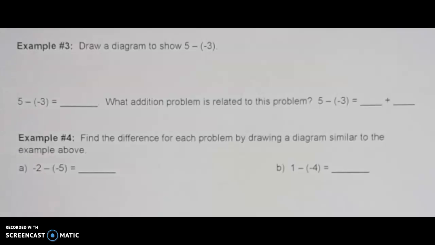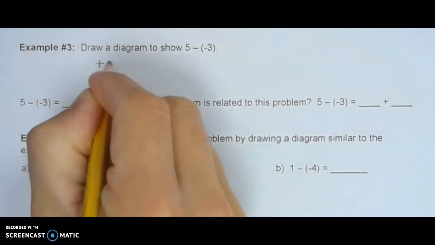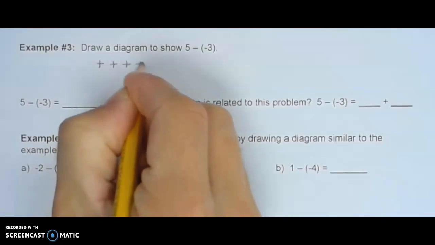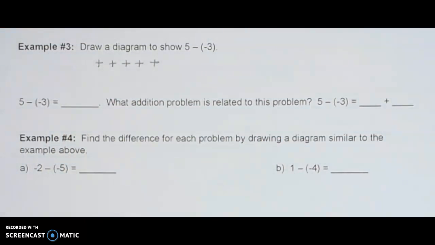In our previous examples, we were asked to take away positives, and in this example, we're going to start to take away negatives. We have 5 minus negative 3, and again, I'm going to draw a diagram to represent this problem. So my 5 is a positive number. I'm going to start by drawing 5 positive symbols. 1, 2, 3, 4, 5 positives.